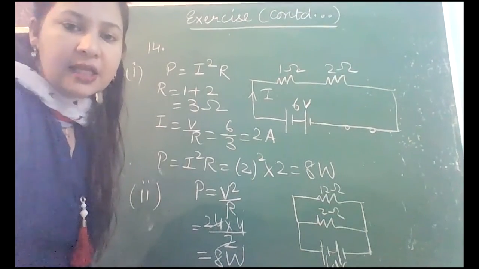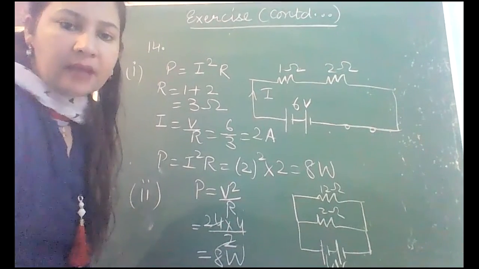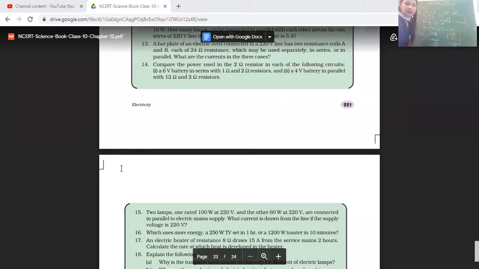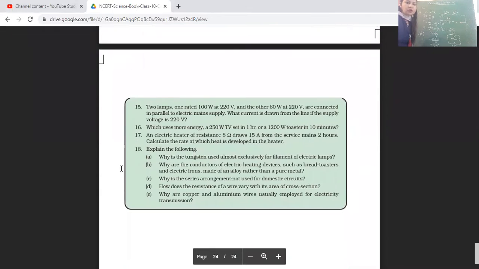Now let us see the next question. I'm going to share the screen once again. So this is question number 15. Two lamps, one rated 100 watt at 220 volt and the other 60 watt at 220 volt, are connected in parallel to the electric main supply. What current is drawn from the line if the supply voltage is 220 volt?